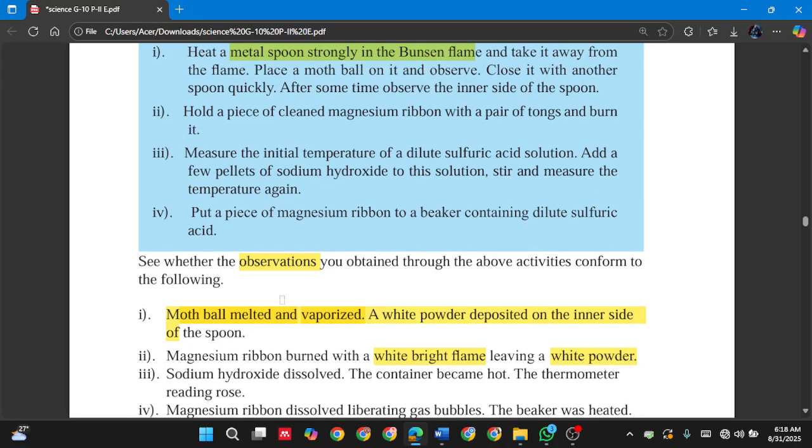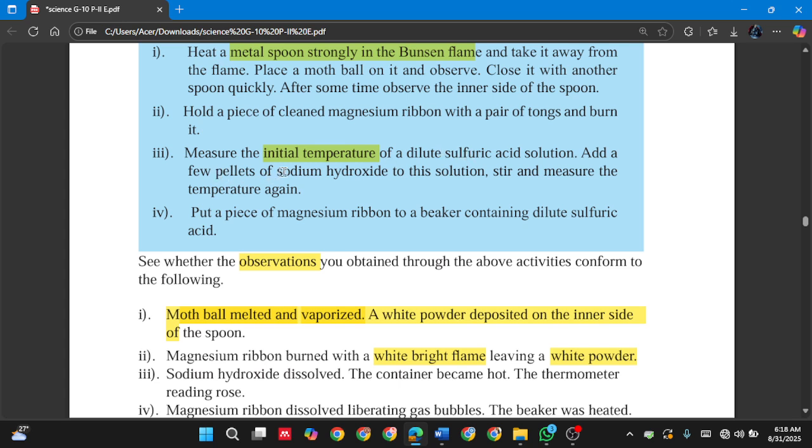Sodium hydroxide dissolved, here. Measure the initial temperature of dilute sulfuric acid solution. You have to measure the initial temperature of dilute sulfuric acid solution. Okay. Initial temperature of dilute H2SO4.